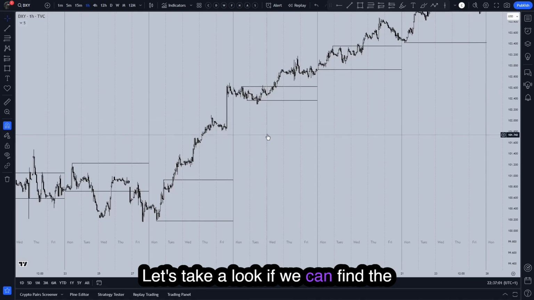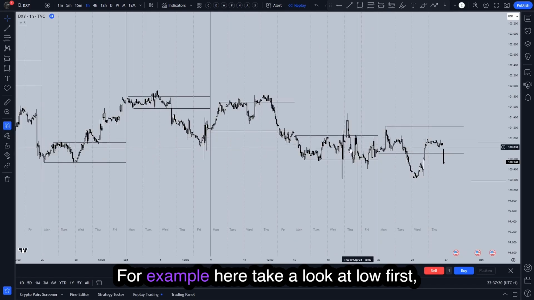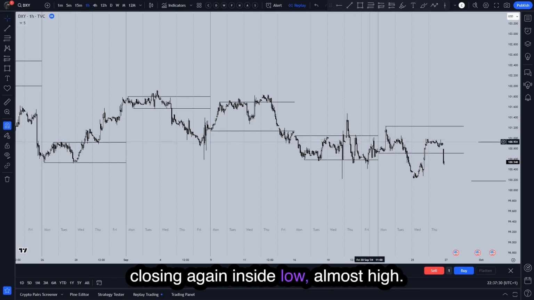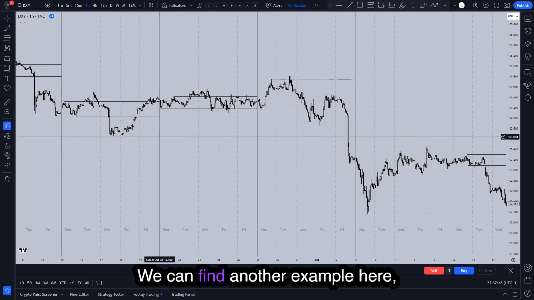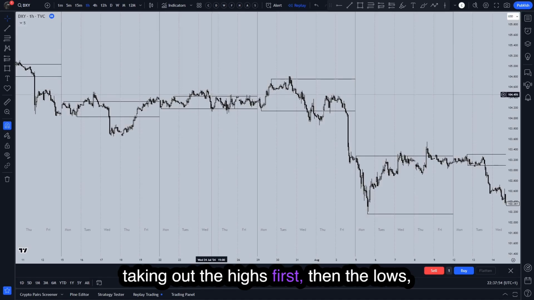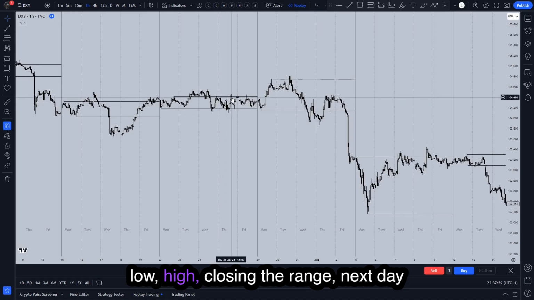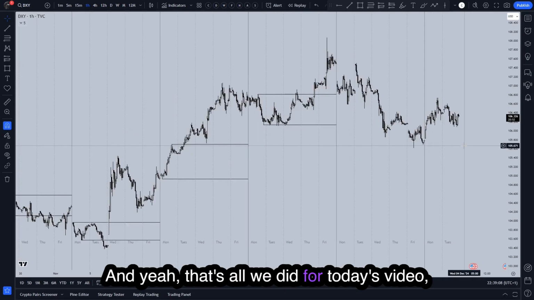Let's take a look if we can find the example where we take out both sides of the range and close back inside. For example here, take on the low first, then the high, closing again inside, low, high, closing again inside, low, almost high. As you can see, seek and destroy inside the Monday range. And we can find another example here. Monday sets the range high and low, taking out the highs first, then the lows, closing back inside the range. Next day low, high, close inside the range. Next day high, back to low. So seek and destroy.